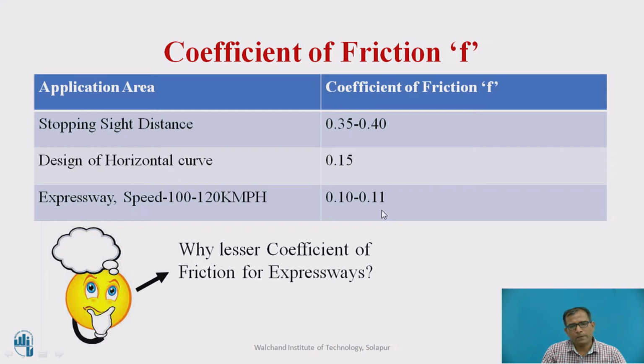You can think over here. You can pause the video and think why the coefficient of friction is provided lesser for the expressways. I hope you are able to give the answer, because expressways always run at high speed, 100 to 120 kmph. If you maintain high friction there, it reduces the speed of the vehicle, and the wear and tear and maintenance cost of the vehicle, the vehicle operating cost, will increase. So that is the reason we maintain less friction to have high speed on the expressways.